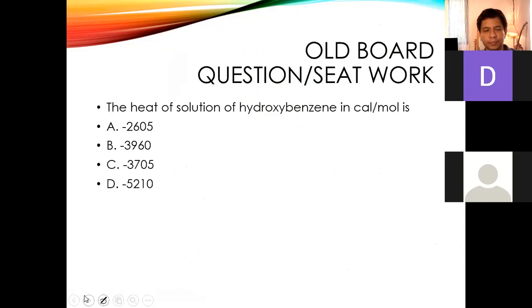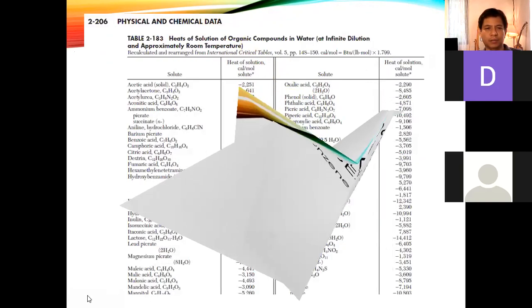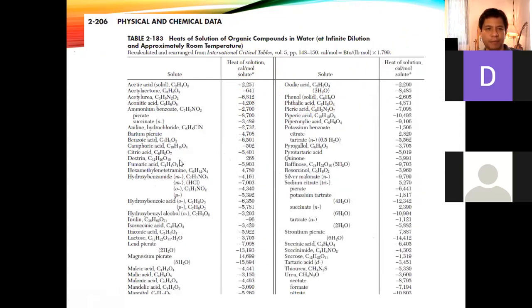Halimbawa, another old word question: the heat of solution of hydroxybenzene in calories per mole is blank. So how do you find this? Halimbawa, this is another table. You can find this on page 206, chapter 2. Basta mga properties, chapter 2 yan. Table 183. So anong sagot?